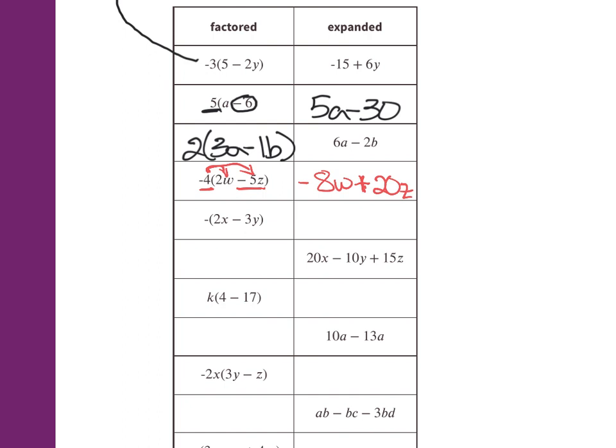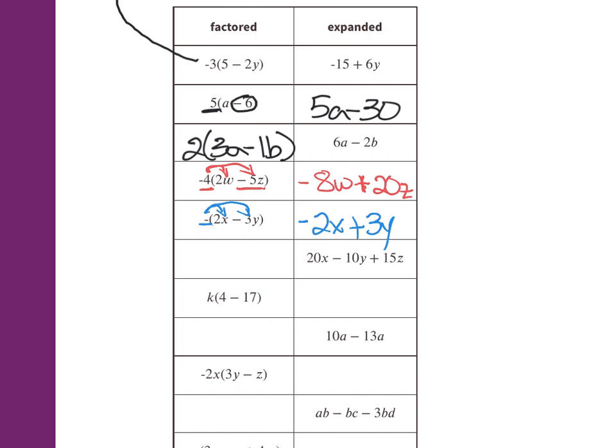Okay? Now here on the next one, there's just a negative outside. So we're just going to go negative times that, negative times that. So negative times positive 2x would be negative 2x. Negative times a negative 3y would be a positive 3y. Okay? So pretty much we just switched the sign on both of them.